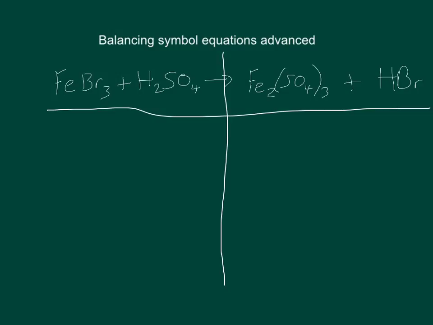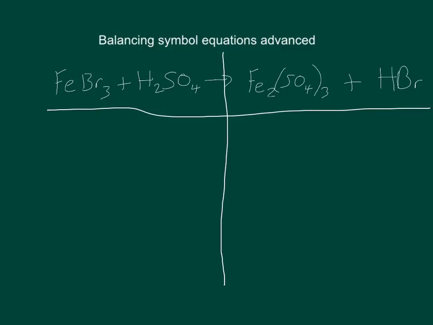Okay, so what we need to do, exactly the same as before, we've got an equation that is written out for us already. We've got iron bromide plus sulfuric acid, and that is reacting to give us iron sulfate plus hydrogen bromide.